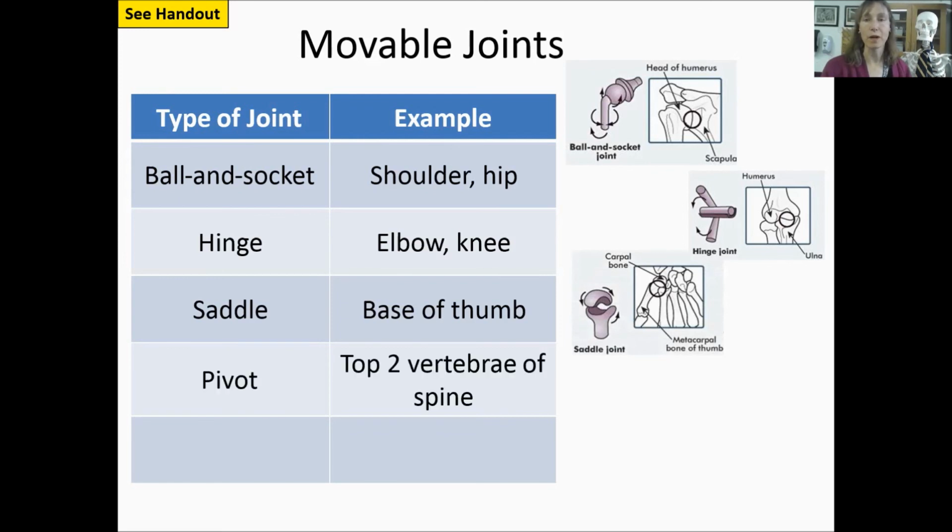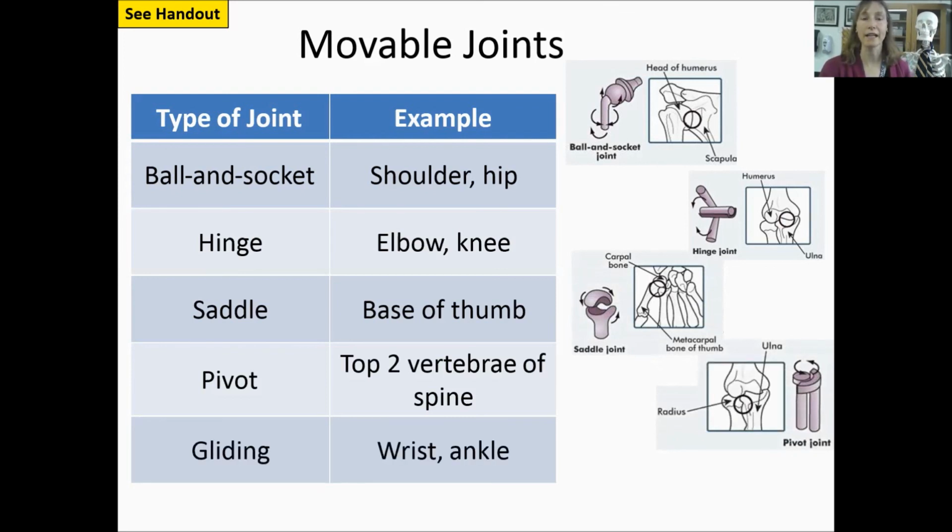You have pivot ones. Those are the ones that let you say no, all right? That's the top 2 vertebrae in your spine. They just go back and forth like this. And then you've got gliding. Those would be your wrist and your ankle, and they really help a lot with movement. Okay, let me see if I can get that website up.